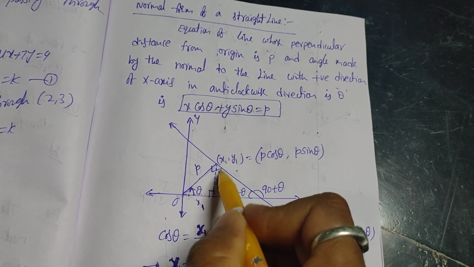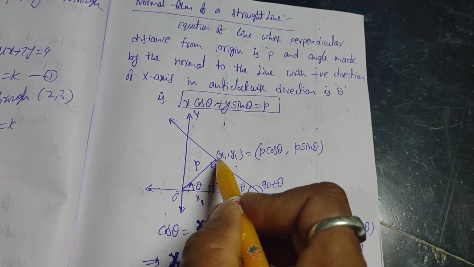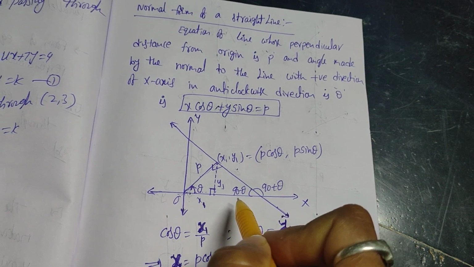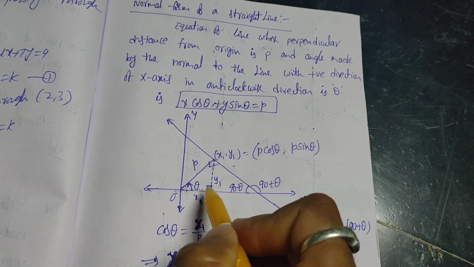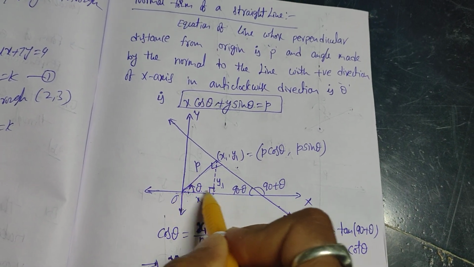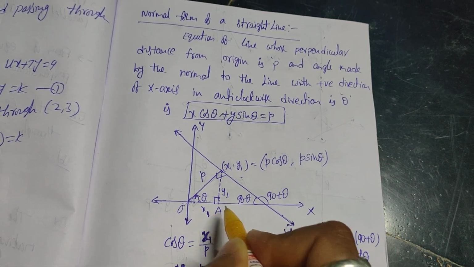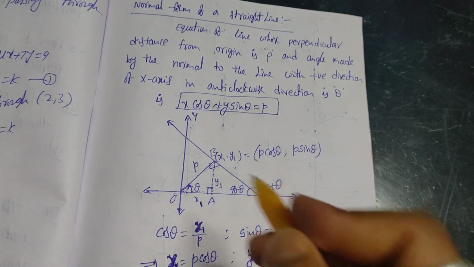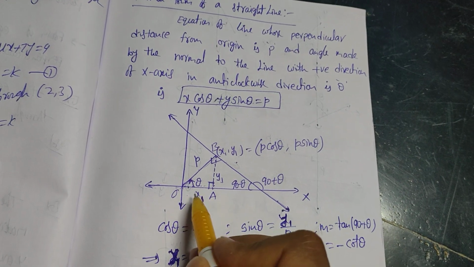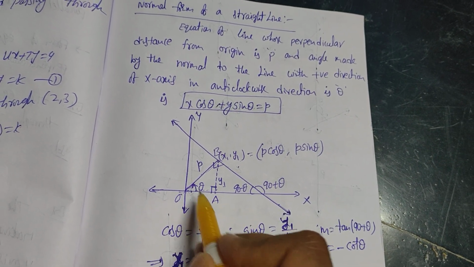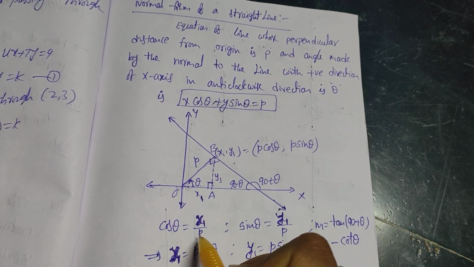From any point on the plane, the distance from that point to the x-axis is the y coordinate. Distance means shortest distance. Shortest distance means that is perpendicular only. So now it is a right angle triangle. Let us consider this is OAB. Here OAB is a right angle triangle. In this right angle triangle, cos theta is adjacent side by hypotenuse. Here the hypotenuse is small p, so cos theta is x1 by p.